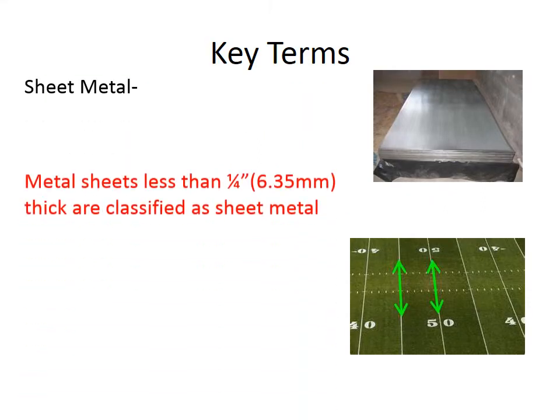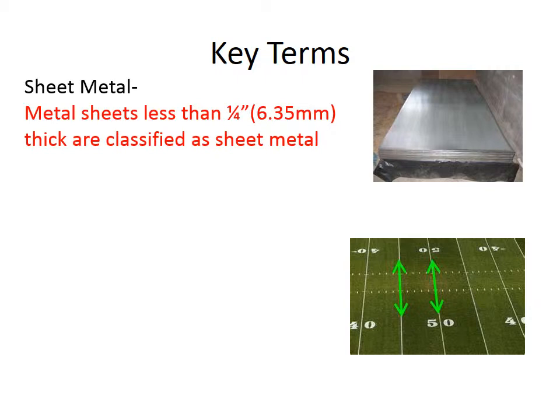Sheet metal are metal sheets that are less than 1/4 of an inch or 6.35 millimeters thick. So this pallet over here on the top right is a pallet of a bunch of sheet metal. What they've got here is a bunch of pieces of sheet metal stacked. The main part about this is that you need to understand that metal sheets are less than 1/4 of an inch thick. That is the main part of the sheet metal definition.